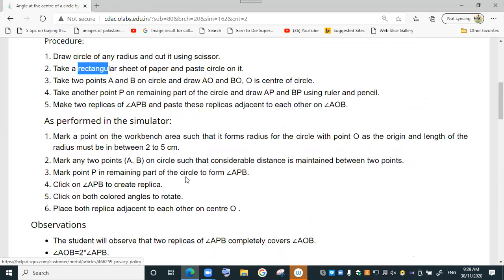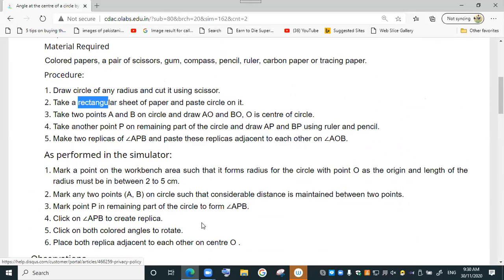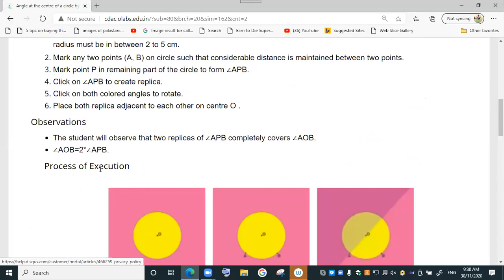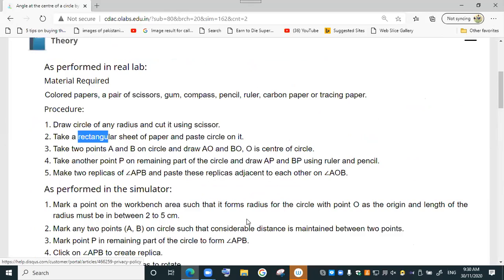Now in the simulation part, no need of simulation here. You can do this one. Simulation we will do for the procedure of that. Observation: the student will observe there are two replicas completely covered. Therefore, angle AOB is equal to 2 times angle APB. This is your practical actually.